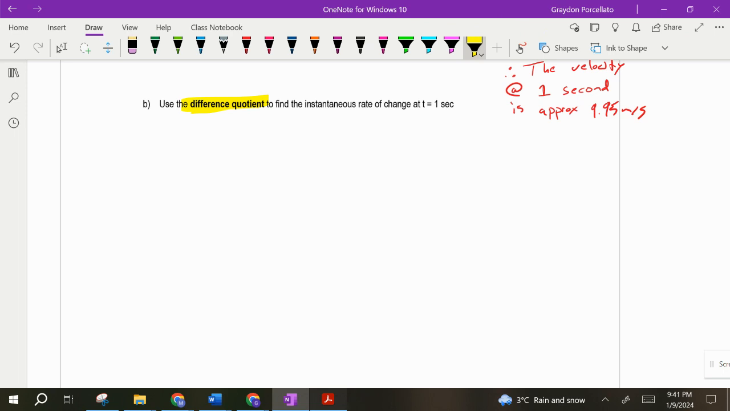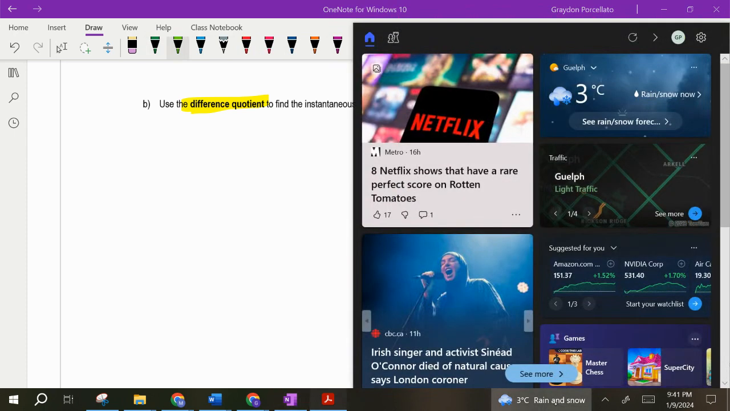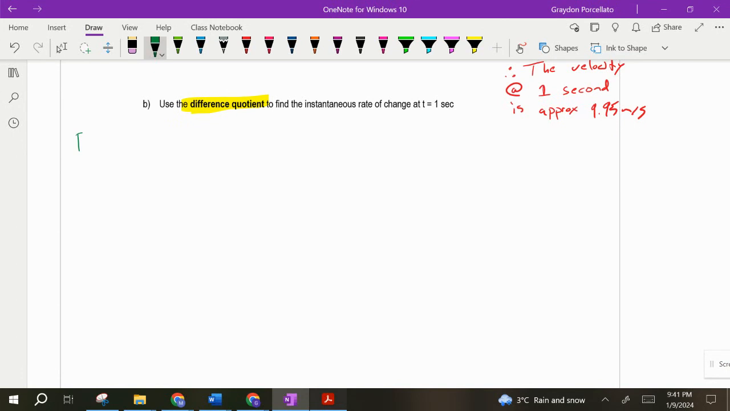So our difference quotient, what color do I want to use here? Let's go with green. I'll just call it DQ for now. And all I think of when I say DQ is Dairy Queen. So it's making me hungry for ice cream.